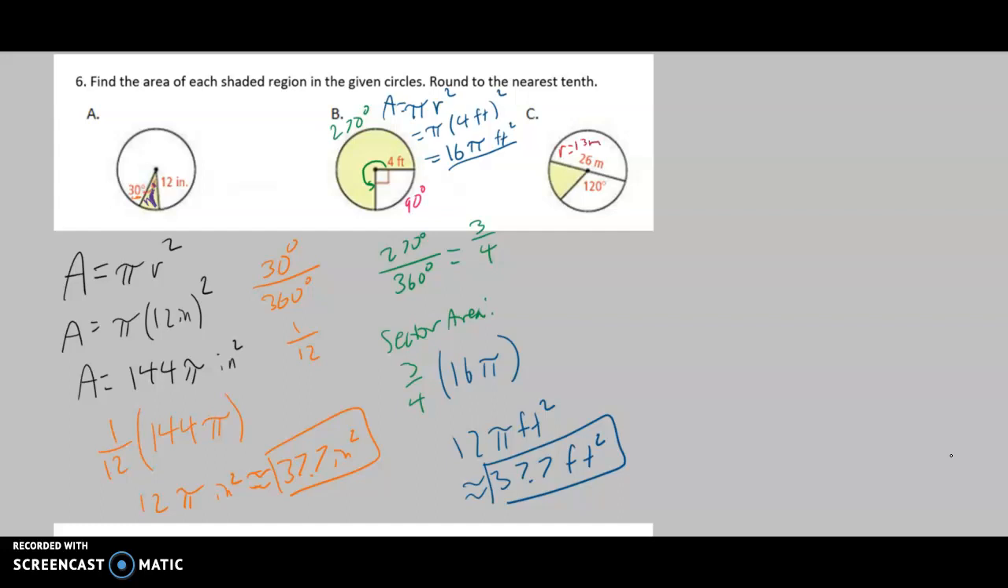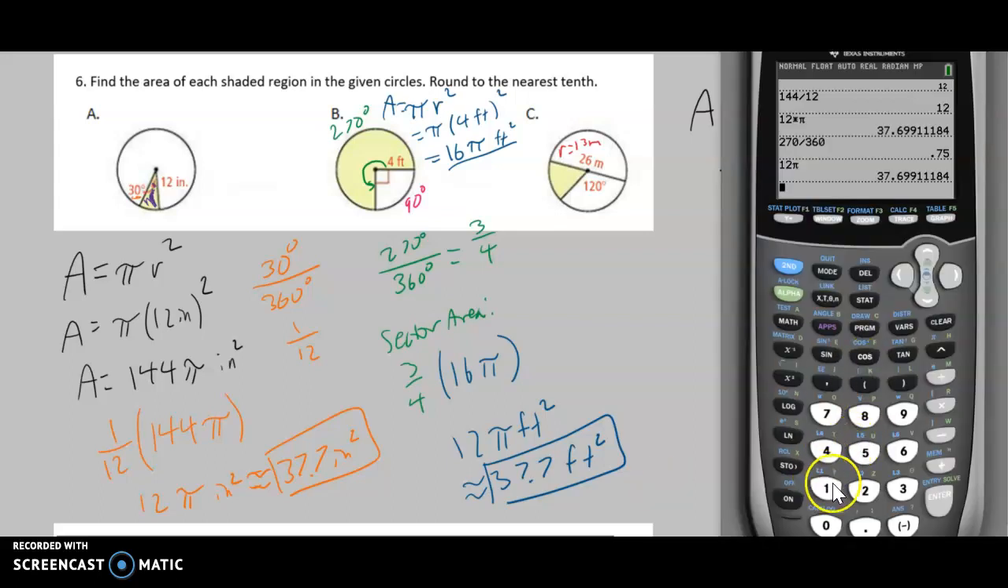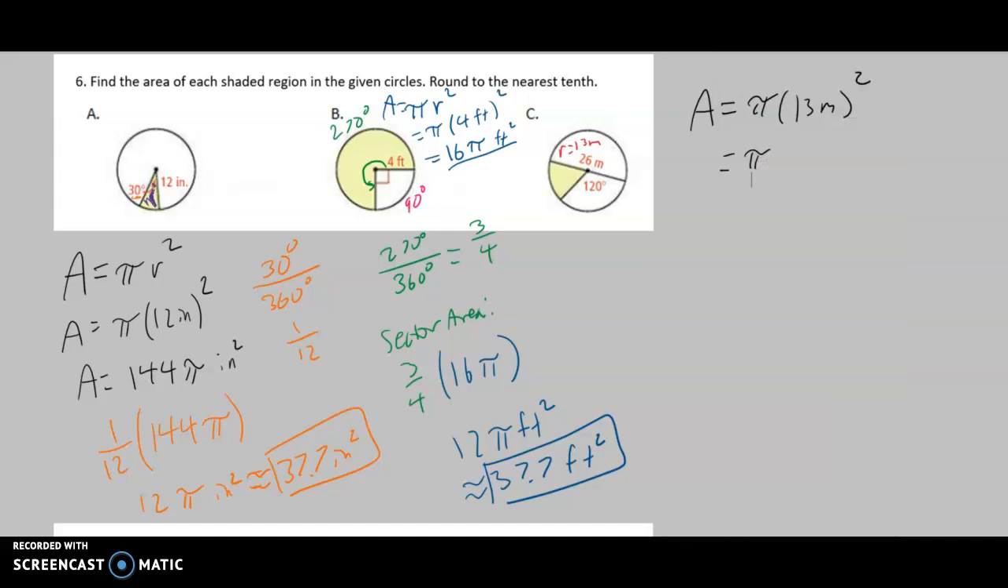So the area of this circle, the total area, is going to be pi times 13 meters squared, pi r squared. So 13 squared gives us 169. So that's 169 square meters. So 169 pi square meters is the area of the entire circle.